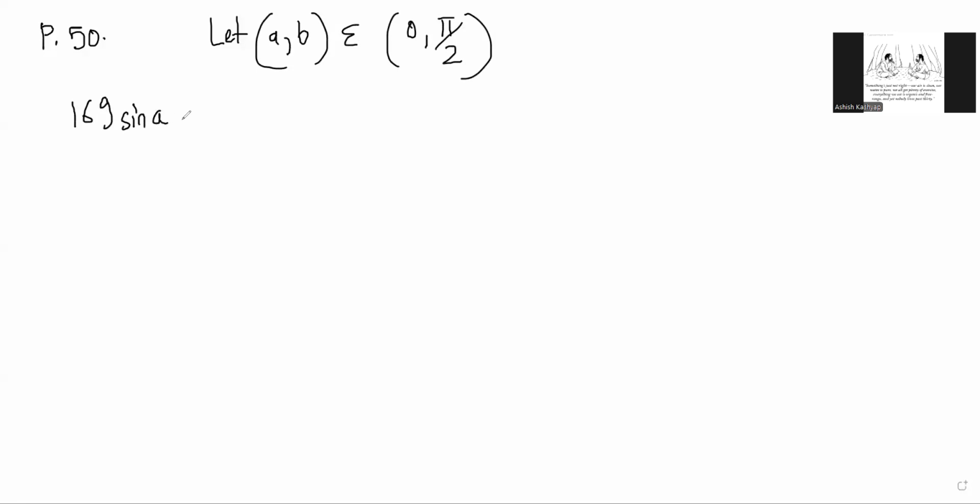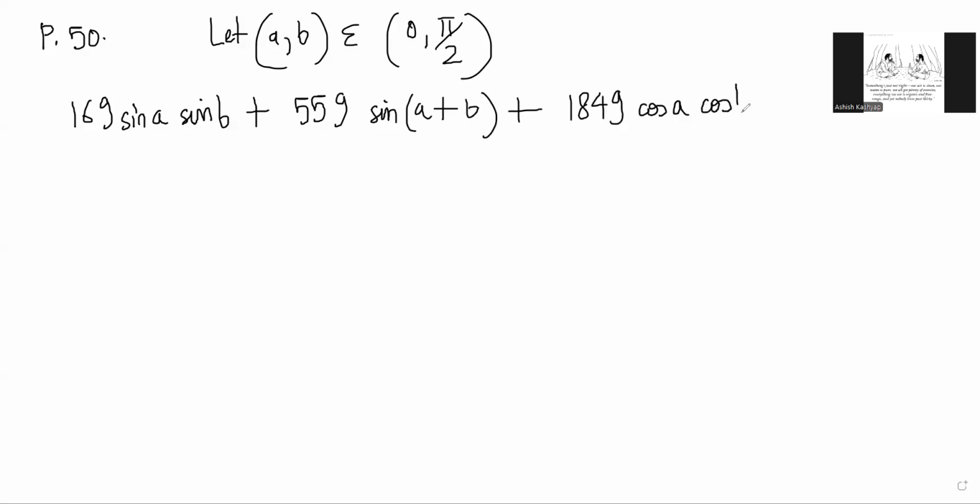Okay, let's move on to problem 50. That was the trigonometry problem that I had shared. Let A, B belong to 0 to pi by 2 such that 169 sin A sin B plus 559 sin of A plus B plus 1849 is equal to 2018. By the way, 1849 is 43 square, so we should be using that somehow. And we have to find out the value of tan A tan B.